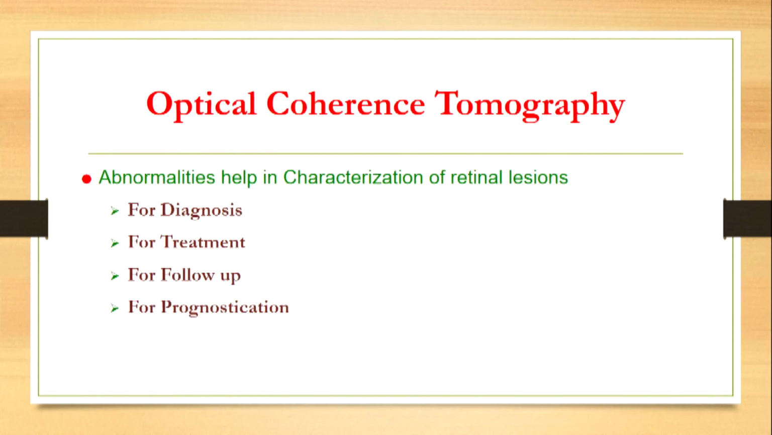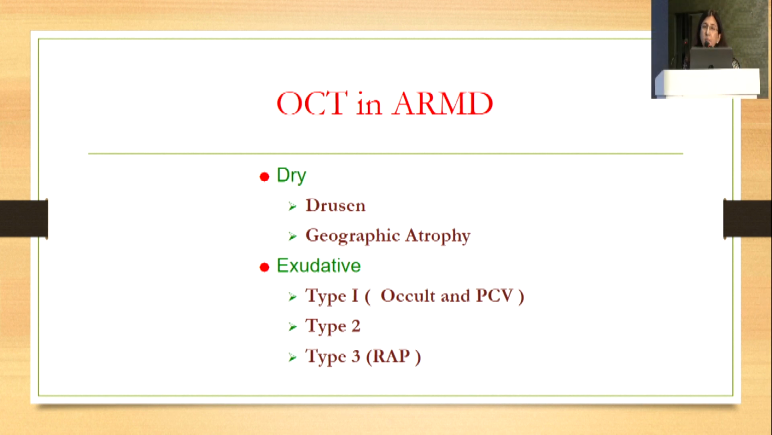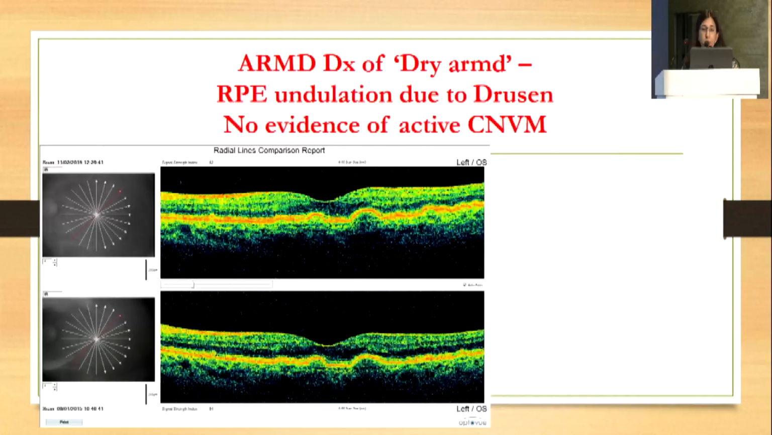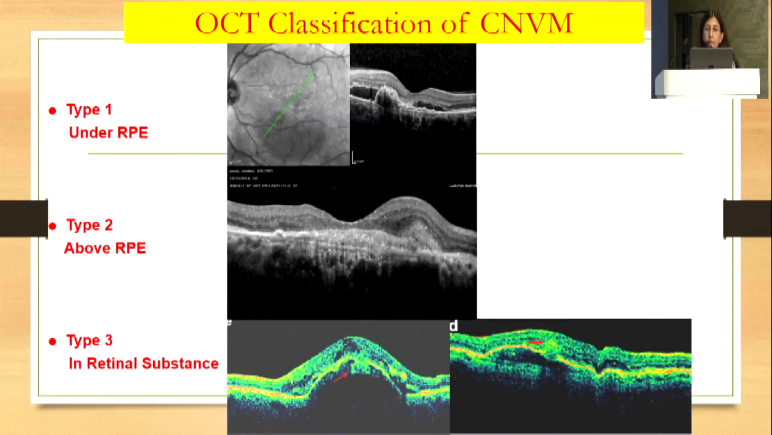So OCT we know for diagnosis, for treatment, for follow-up, and for prognostication. One of the common diseases is AMD. In AMD, there is the dry type and the exudative type. In the dry type, like I said, we will see these kinds of undulated RPE. And in more advanced cases, in geographic atrophy, you will see loss and disruption of the external limiting membrane, the ISOS junction, and the outer plexiform and nuclear layer.